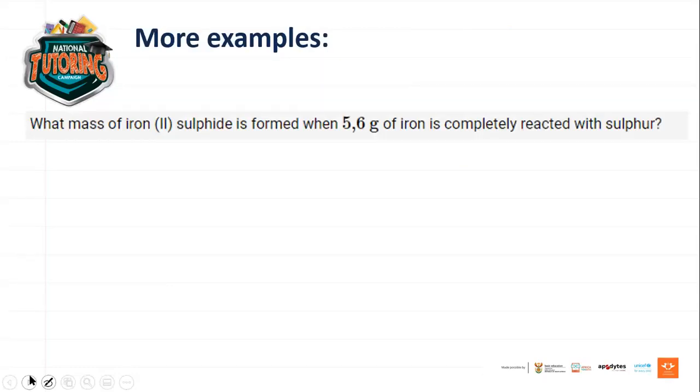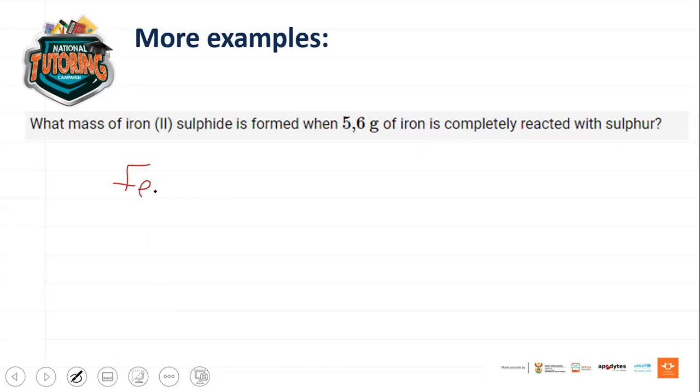Right. What mass of iron 2 sulfide is formed? I'll come back to that one, sorry, I need to think about it. Normally I have my notes with me. What mass of iron 2 sulfide is formed when 5,6 grams of iron is completely reacted with sulfur? So we need to have a chemical equation. So iron, oopsie, moved on to the next page.